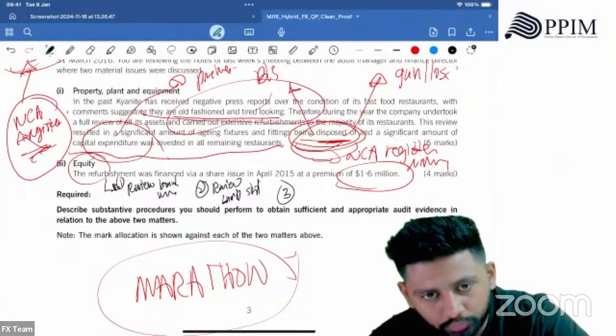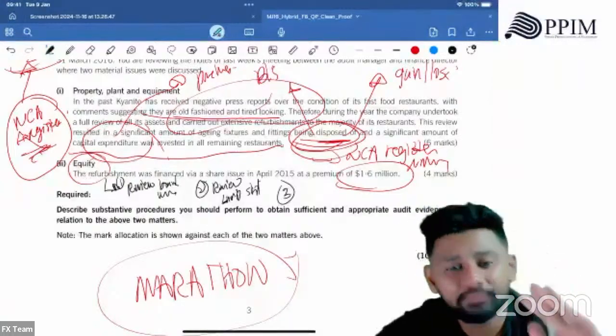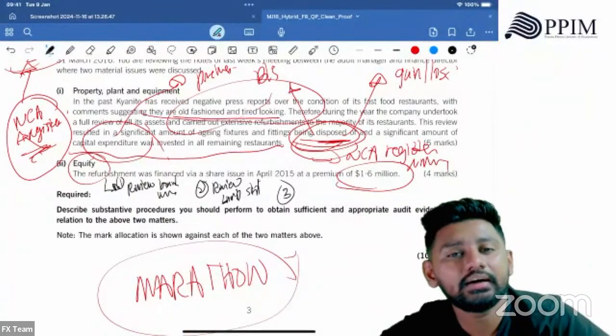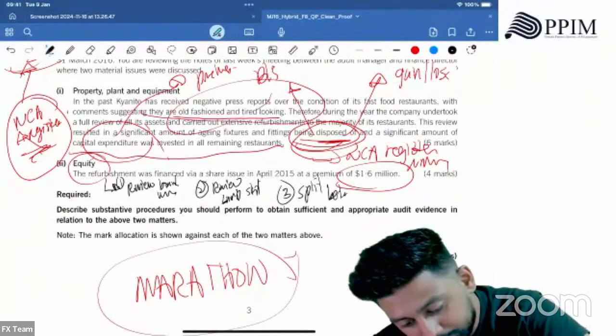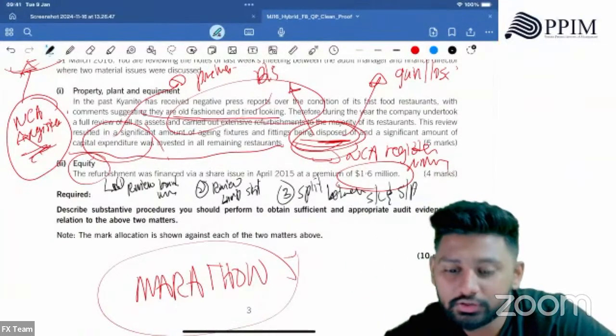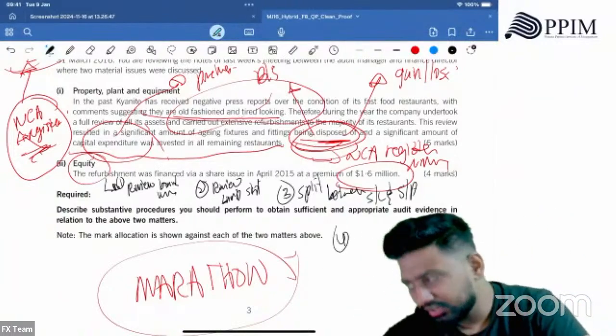So you are going to review the bank statements to understand whether the split between share capital and share premium has been correctly accounted. You're going to review the bank statement for that. Let's give another one. Now let's go back.